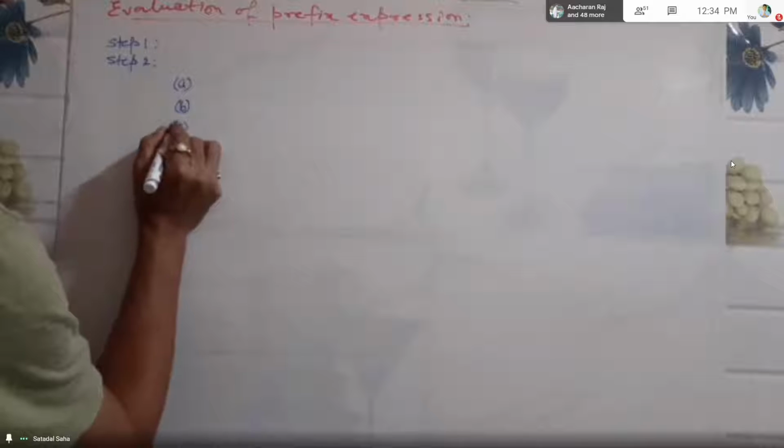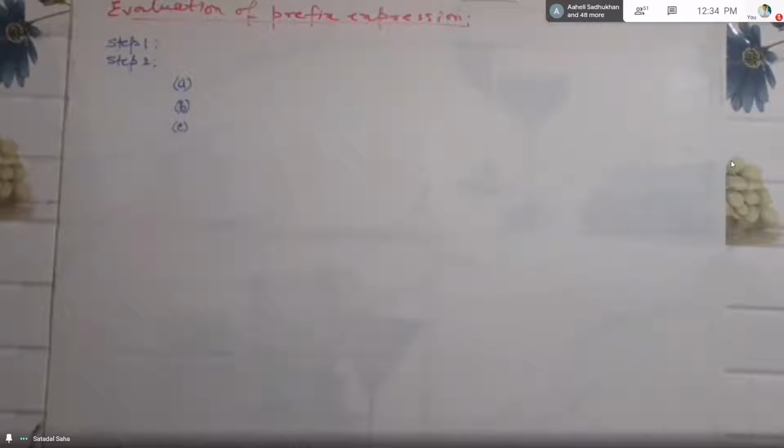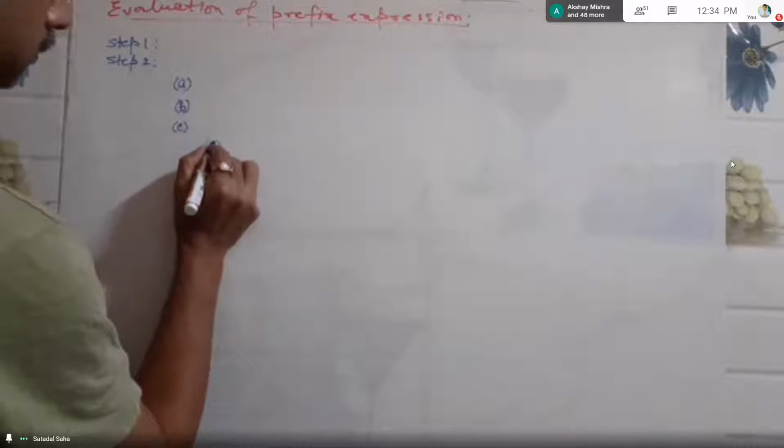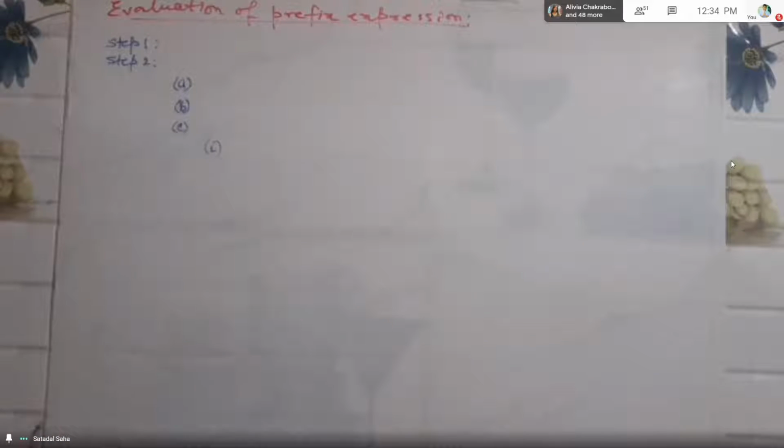Then C, if the scanned character is an operator, then C এর মধ্যে Roman 1, pop two values from the operand stack.